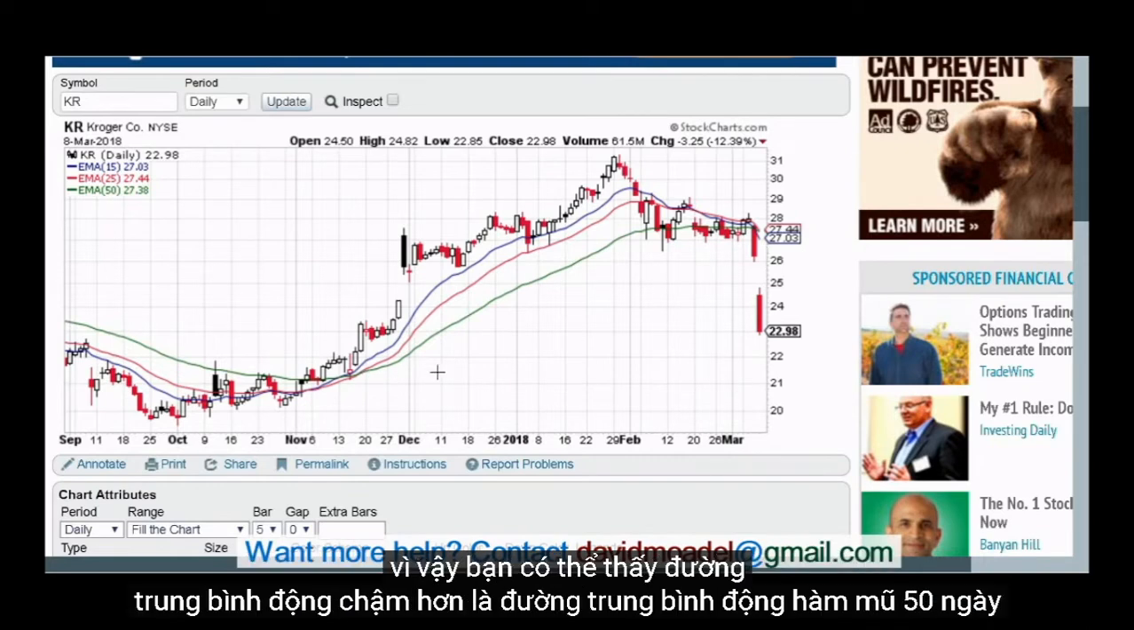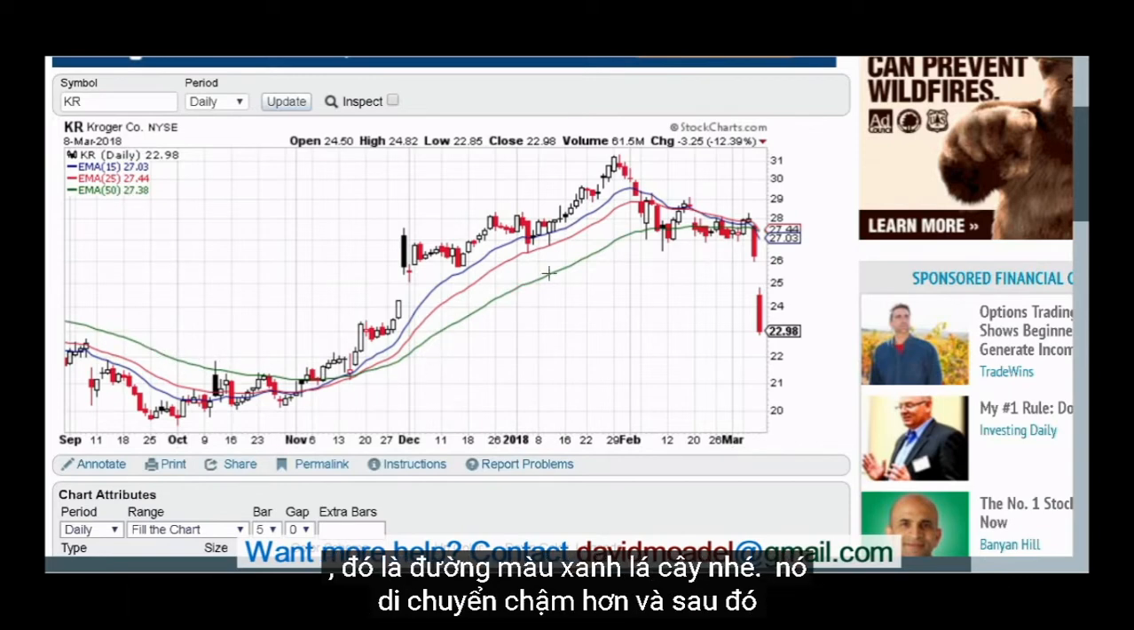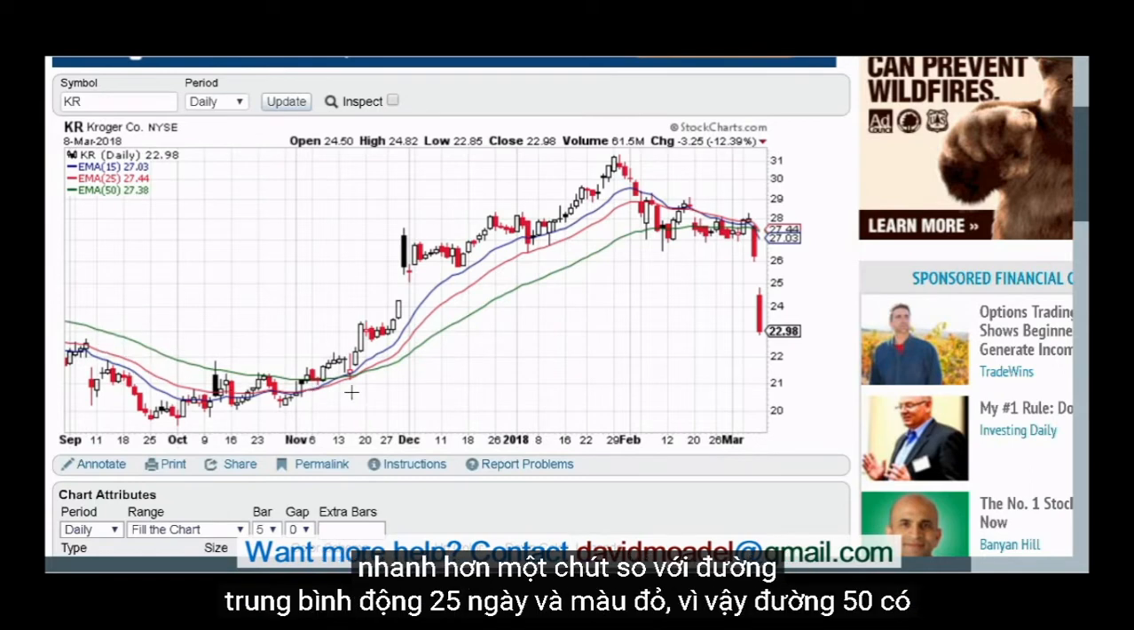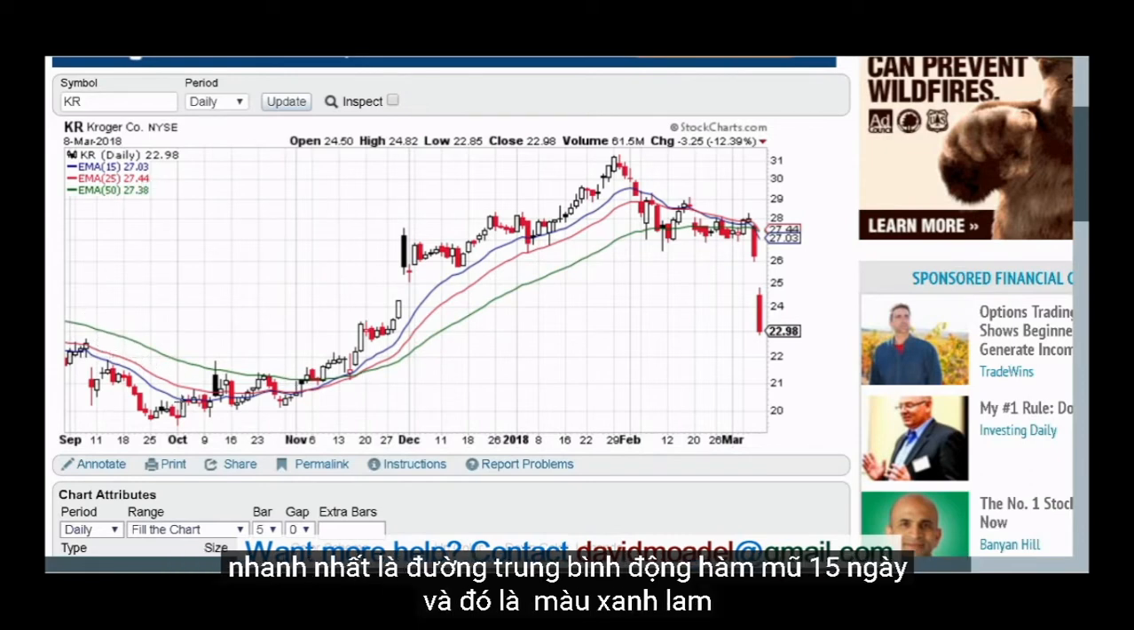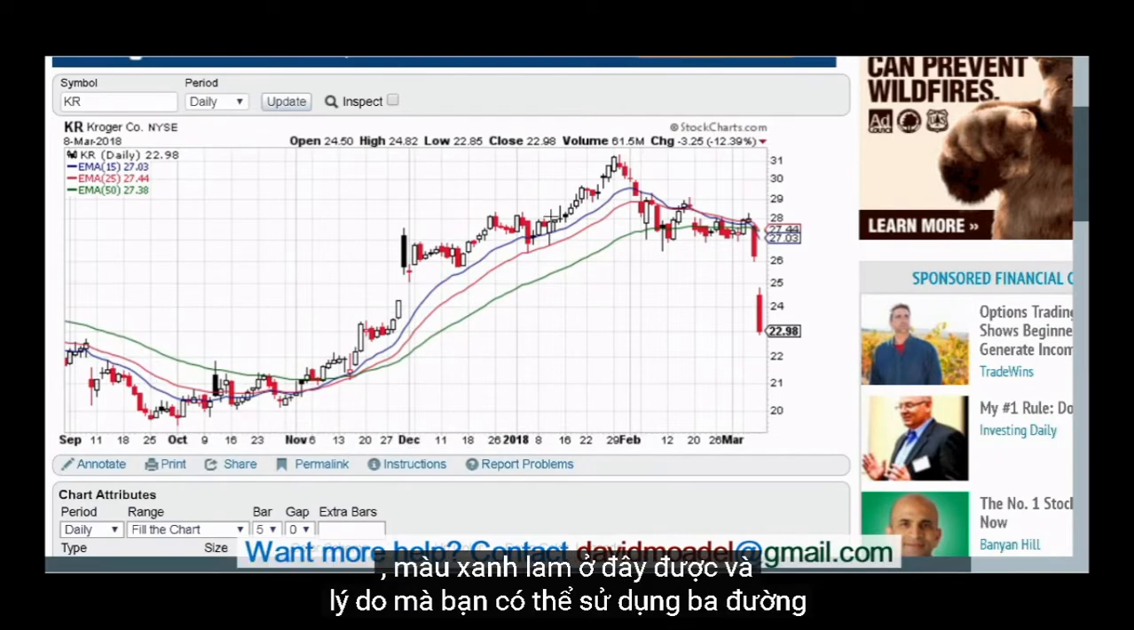All right, so as you can see, the slower moving average is the 50-day exponential moving average. That's the green line, okay? It moves more slowly. And then slightly faster than that is the 25-day moving average, and that's red. So the 50 is in green here. And the 25-day exponential moving average is red. And then the fastest one is the 15-day exponential moving average, and that is in blue. That's the blue one here.